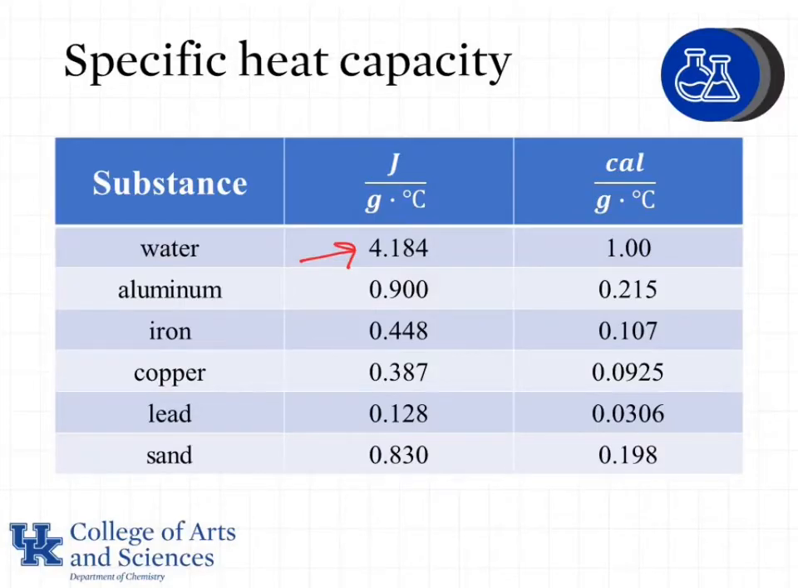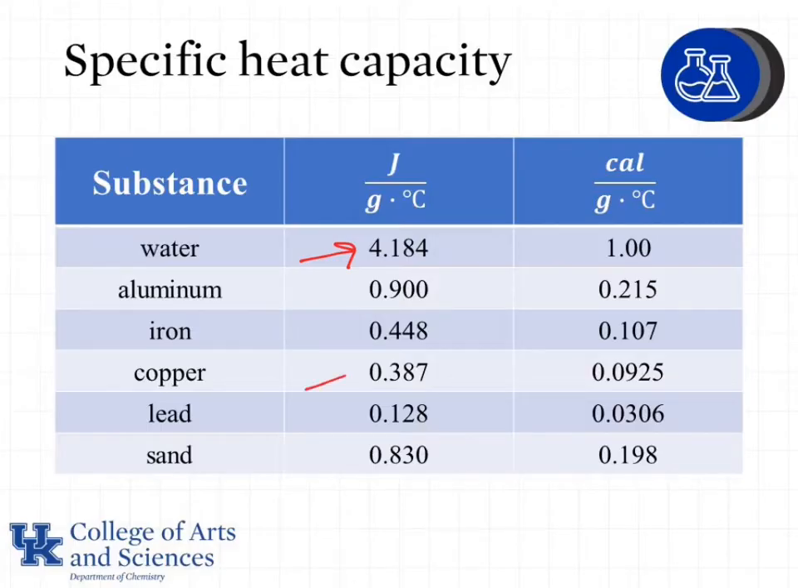So water has a specific heat capacity of 4.184 joules per gram degree Celsius. This means that if I have 1 gram of water and I add 4.184 joules of energy, it will increase the temperature by 1 degree Celsius.